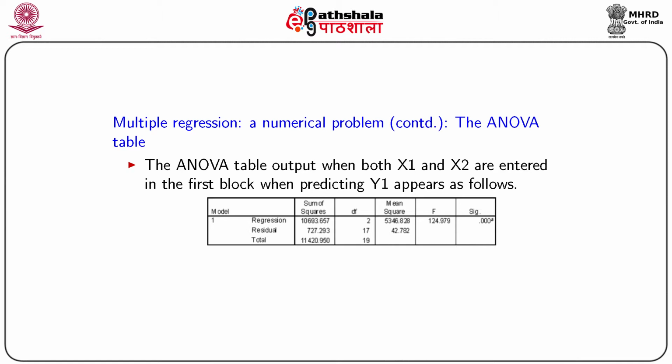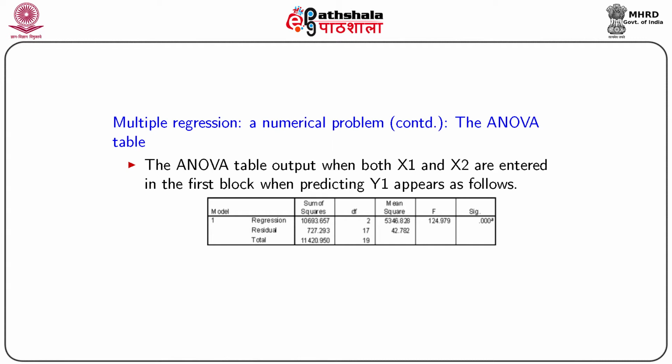As a continuation of the fitting of the multiple regression model, in this module we will discuss the Anova table, which is also a part of the R output when we fit a multiple regression model to the data. So let us begin with the Anova table of fitting a regression model with two explanatory variables x1 and x2.